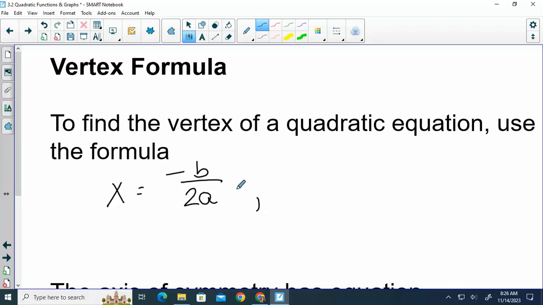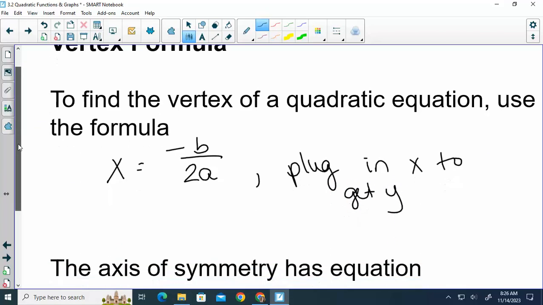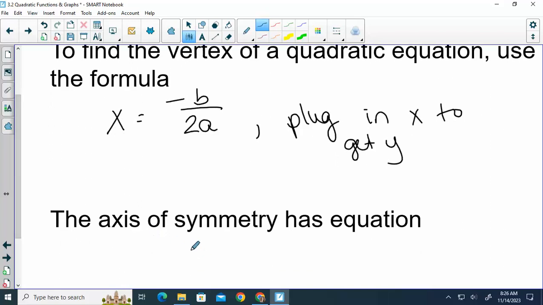If you have x, you plug that in to get y. Then we're not trying to memorize the second formula. The axis of symmetry, that vertical line going through the vertex, is just x equals that x value. So x equals the opposite of b over 2a. That's the x value of the vertex, and that is the axis of symmetry.